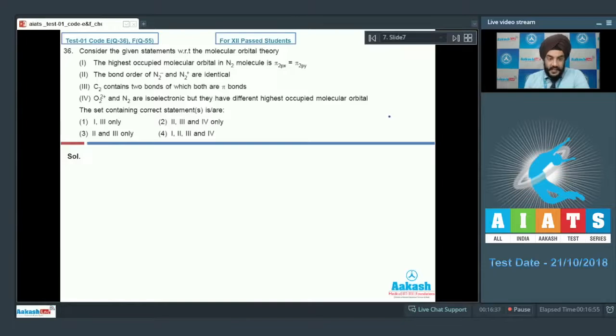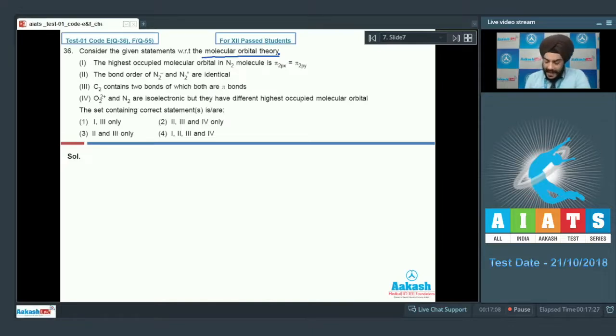Question number 36. Consider the given statements with respect to the molecular orbital theory. First statement, the highest occupied molecular orbital in N2 is pi 2px equal to pi 2py. The second statement, bond order of N2 minus and N2 plus are identical. The third statement, C2 contains two bonds of which both are pi bonds. And the fourth statement, O2 2 plus and N2 are isoelectronic but they have different highest occupied molecular orbital.